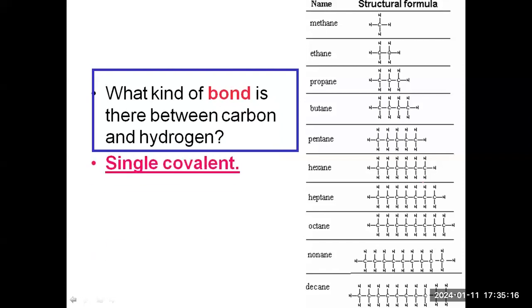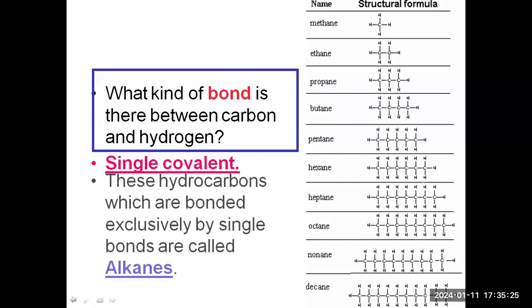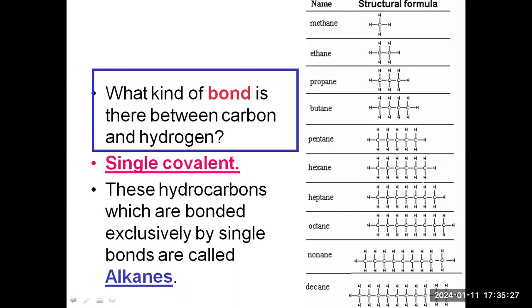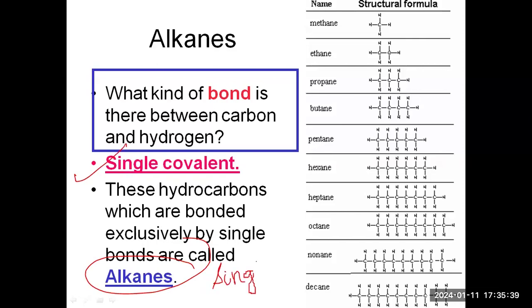Here, if you see, they all have single bonds between them. All the structures have single bonds between them. Such hydrocarbons which have single bonds between them are called alkanes. So this is the series of alkanes. They all have single bonds between them. So this is the definition of alkanes. All hydrocarbons having single bonds between them are called alkanes. Okay.